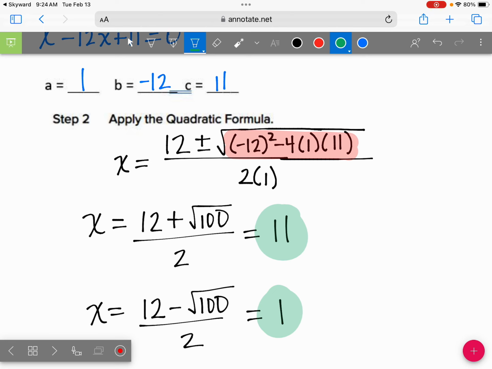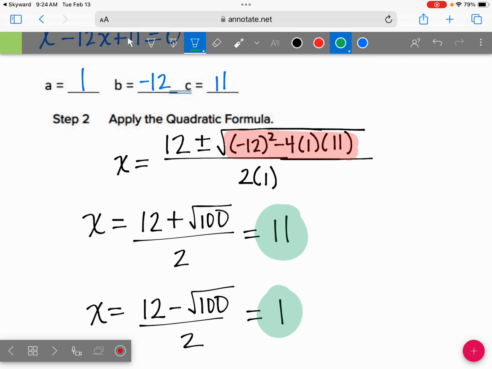You gotta make it a fraction. 12 plus the square root of 100. Then you gotta put the 2 here. And do the same thing with subtraction. That's correct. They should both be positive though. It shouldn't be negative.